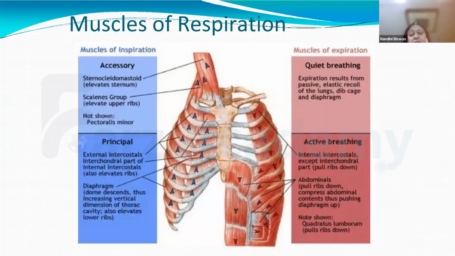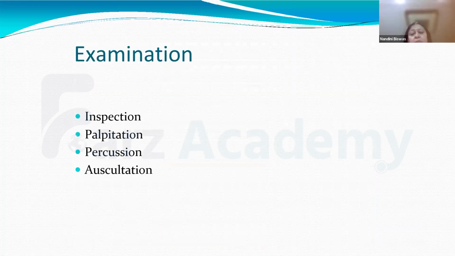These are the accessory muscles which I'm going to skip. The most important muscle is of course the diaphragm, which is something we all have to bear in mind. The intercostal muscles and diaphragm are the most important muscles. The rest are all accessory muscles.